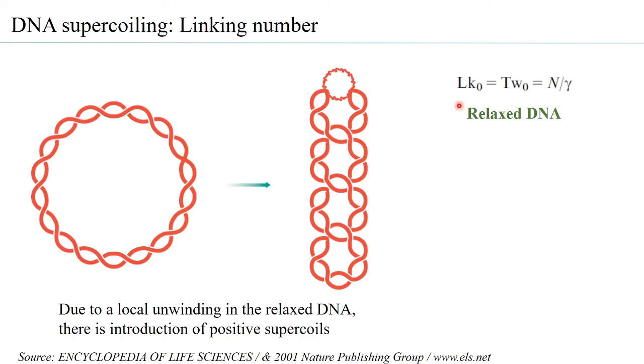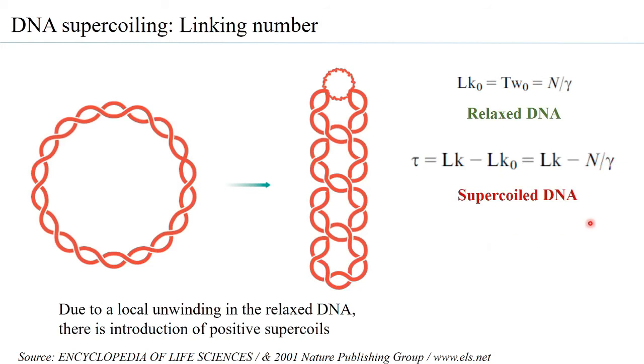Now, suppose we consider the relaxed DNA. In a relaxed DNA, the linking number is kept at 0. Linking number 0 is equivalent to twisting number 0. That means there is no introduction of supercoils as yet. And we know that the twisting number is nothing but the total number of base pairs divided by gamma. Gamma stands for the number of base pairs per turn.